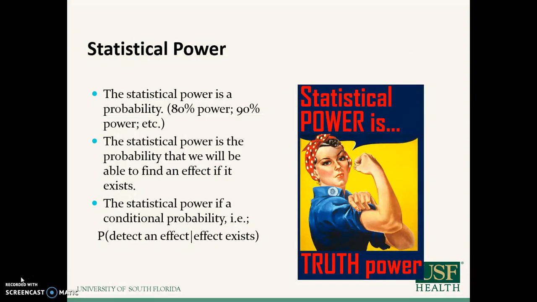Statistical power is a probability. So we talk about 80% power, 90% power, etc. Statistical power is the probability that we will be able to find an effect if it exists. And statistical power is a conditional probability. That is, given the effect exists, we can detect the effect. So statistical power is truth power.